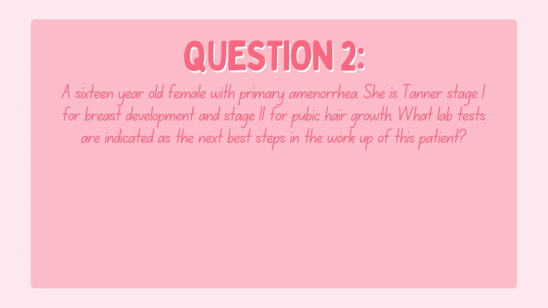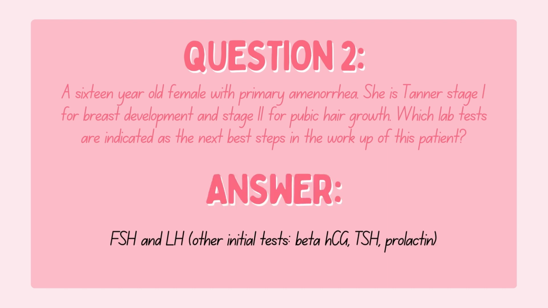Question 2. A 16-year-old female with primary amenorrhea is Tanner stage 1 for breast development and stage 2 for pubic hair growth. What lab tests are indicated as the next best steps in the workup of this patient? Again, you could pause, but I will give the answer in 3, 2, 1. FSH and LH are the 2 I was going for, but other initial tests include a beta HCG pregnancy test, a TSH, and prolactin.